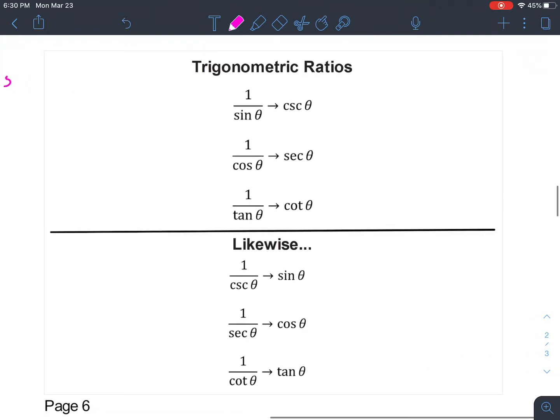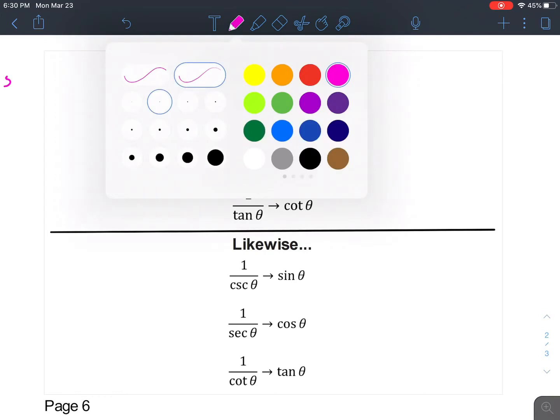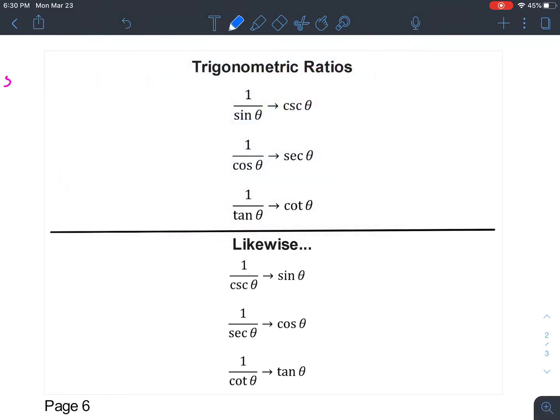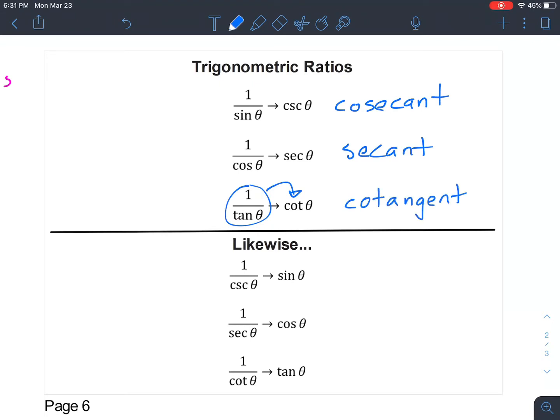Now we need to get into the other trig ratios, and these all happen to be the reciprocals of the first three that we talked about. So 1 over sine is going to get this right here. This is called cosecant. Then the second one, 1 over cosine, gets us to secant. And then the last one, 1 over tangent, is the same thing as cotangent.